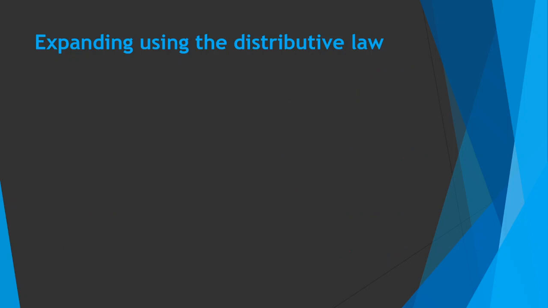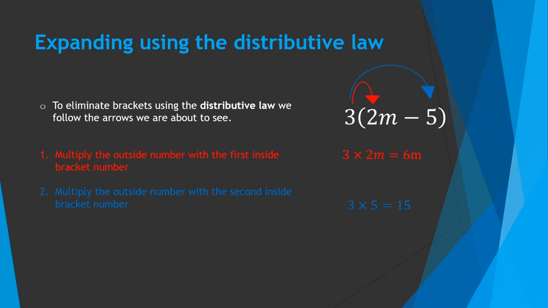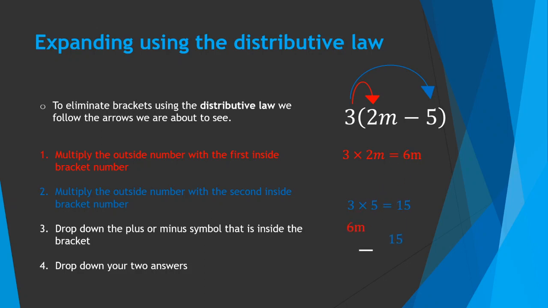Now we're going to do the exact same question, except now we're going to have a minus symbol in the middle of the bracket. So the first thing we're going to do is multiply the outside number with the first term inside the brackets, which is 2m. So 3 times 2m is still 6m. Then we multiply the outside number again with the second number, which is still 5. So 3 times 5 is 15, except now we're just going to drop down the minus symbol this time. And then we drop down the two answers that we found. So our answer is now 6m minus 15.